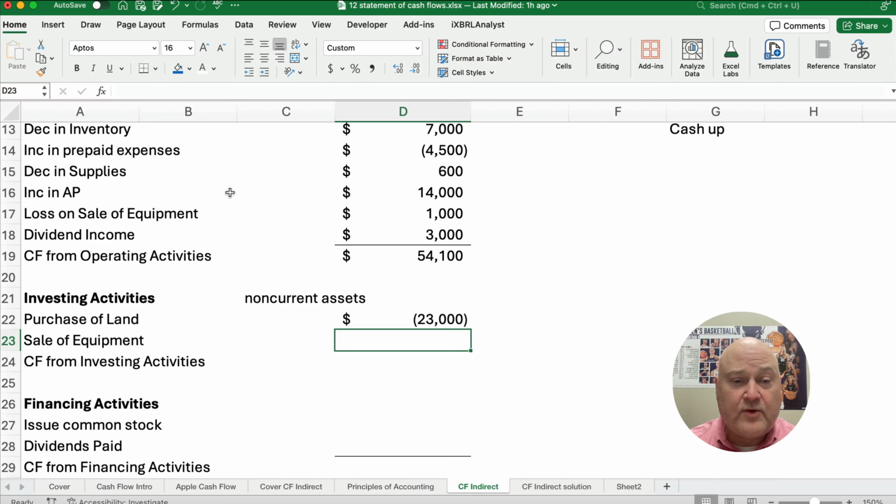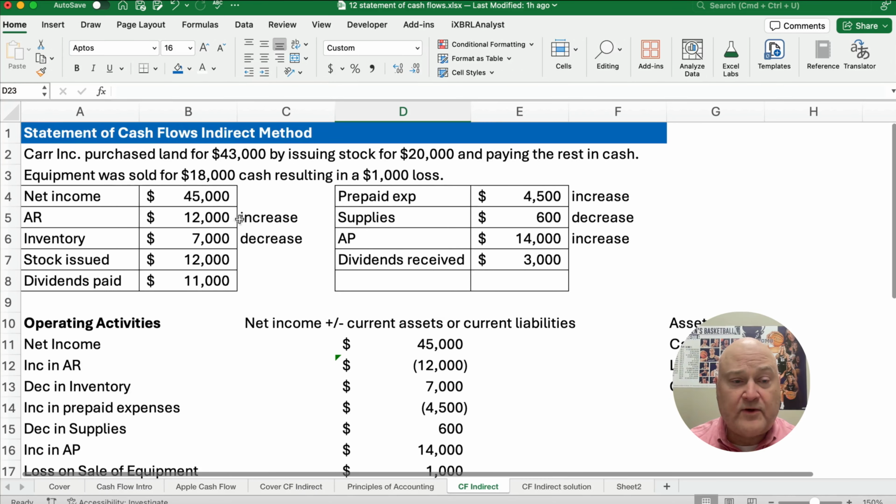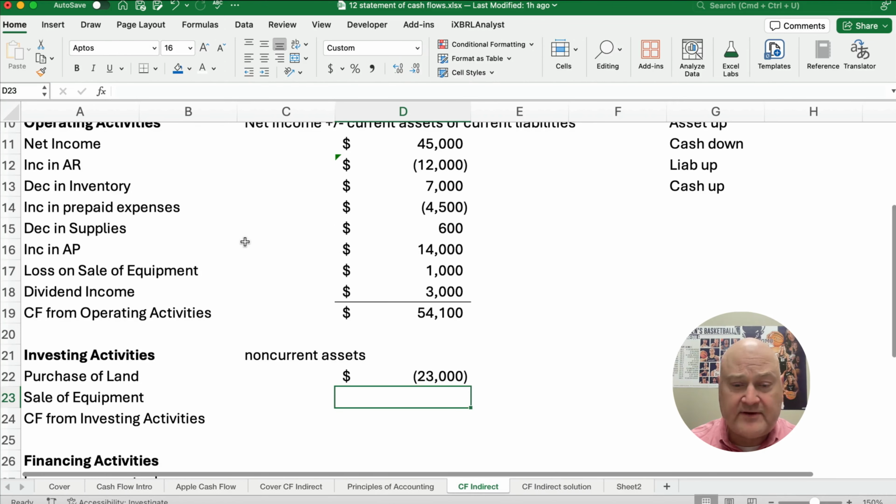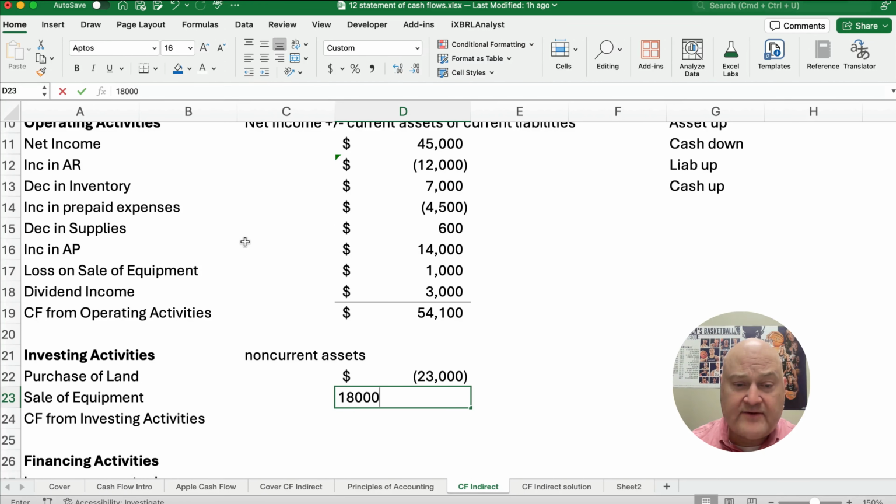All right, we sold equipment. We sold equipment for $18,000 and we received a $1,000 loss. The loss doesn't matter, but we received cash of $18,000. So we're going to add $18,000.